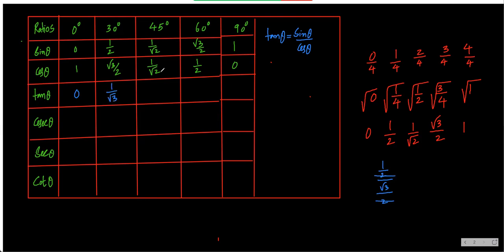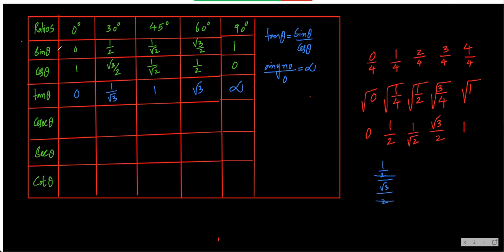This is 1 by root 2 by 1 by root 2. The entire value is cancelled, only 1 left. This denominator 2 and this denominator 2 cancel. Root 3 by 1 is root 3 only. 1 by 0: any number divided by 0, your answer is infinite. This is called infinity, the symbol of infinity.